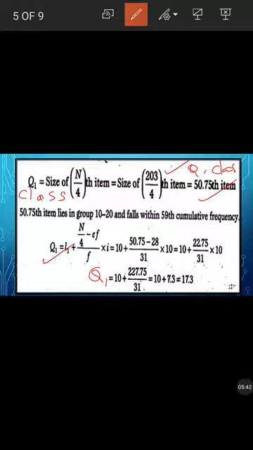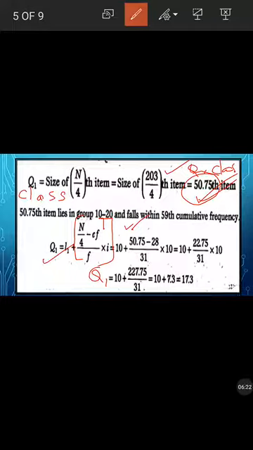What is the Q1 formula? L plus n by 4 minus Cf divided by f into I. I've already told you that we have to open a bracket here. We have to calculate the values inside the bracket first, then add it with this L value. So that is 10 plus 50.75. What is n by 4? n by 4 we have got as 50.75, so here we are taking 50.75 minus Cf.